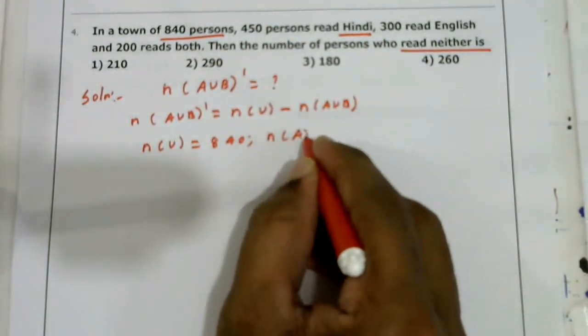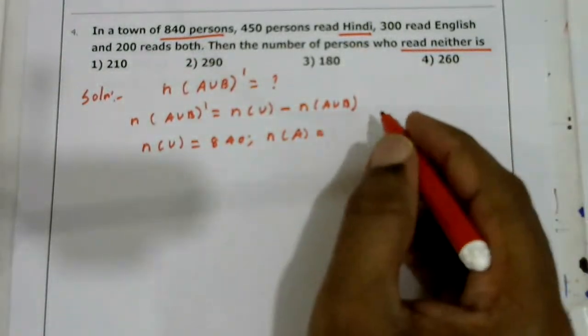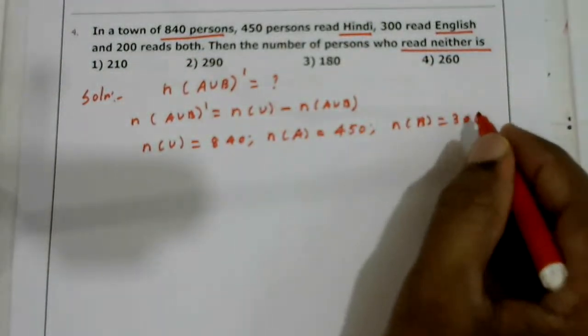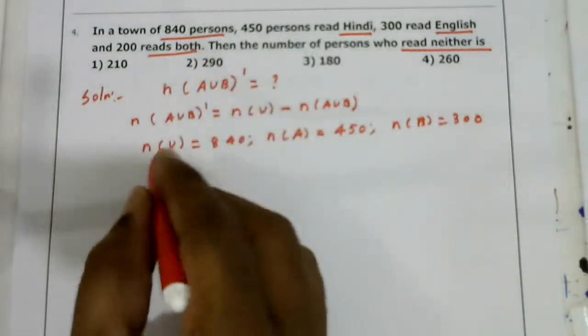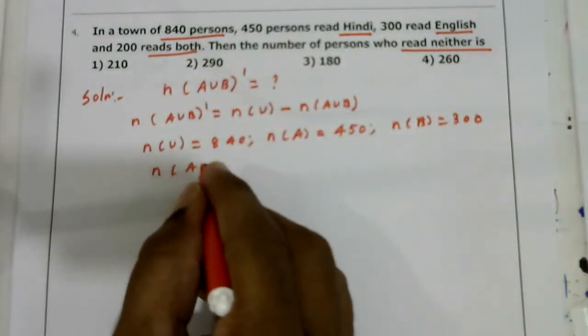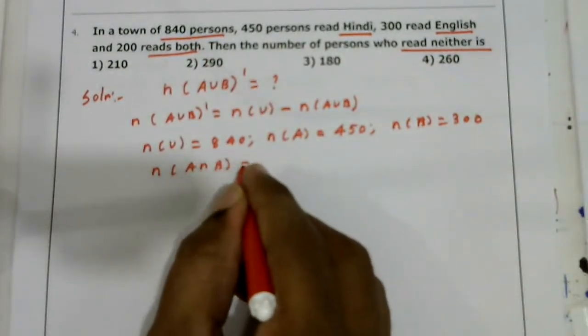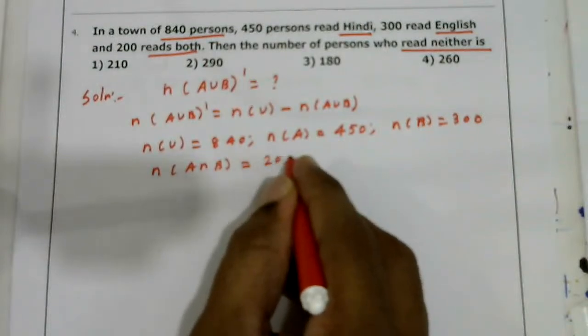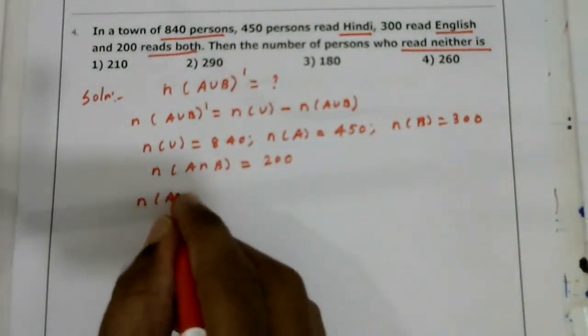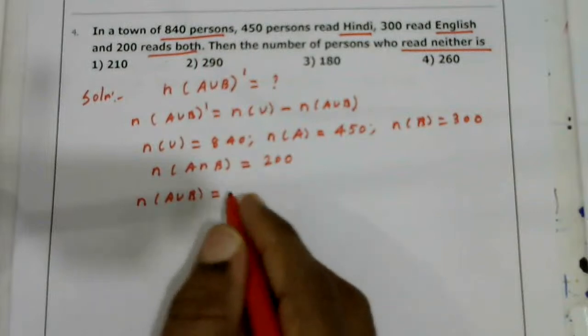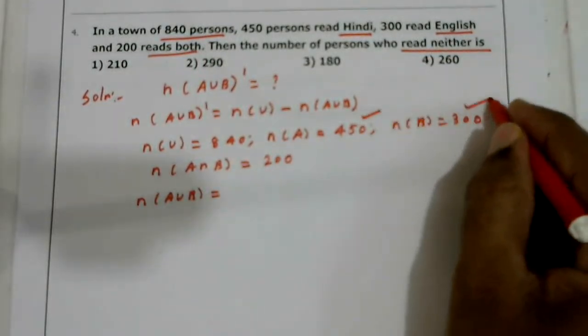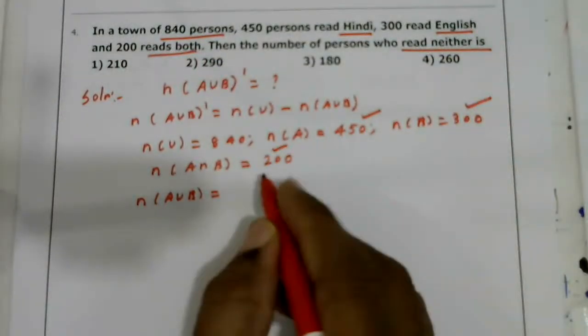450 read Hindi. Let us take this as A. n of A is 450, n of B is equal to 300, and 200 read both, that is n of A intersection B. A intersection B is equal to what? 200. We can find n of A union B now, right? What is n of A union B? n of A plus n of B minus n of A intersection B.